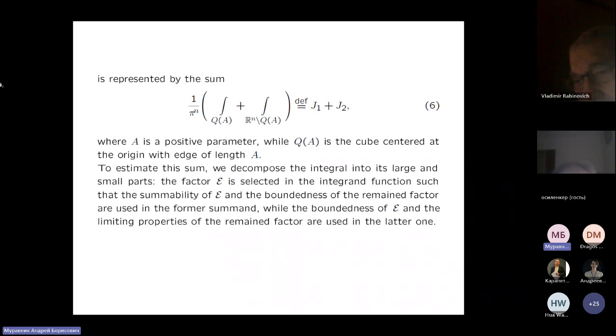This is a very well-known technique, and I don't think it is interesting to show in detail how it works in this particular case, but I am sure that I have no time for this. So let me stop at this point, and thank you very much for your attention.